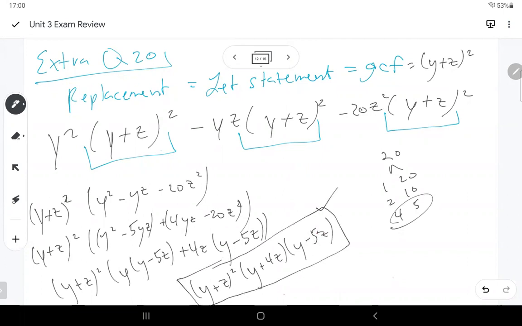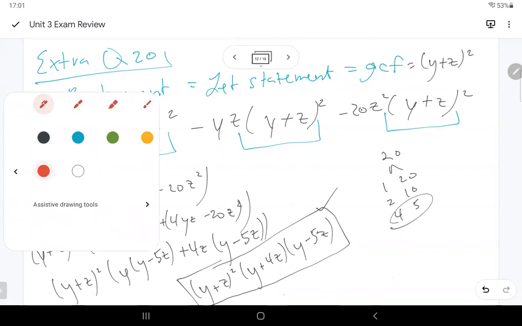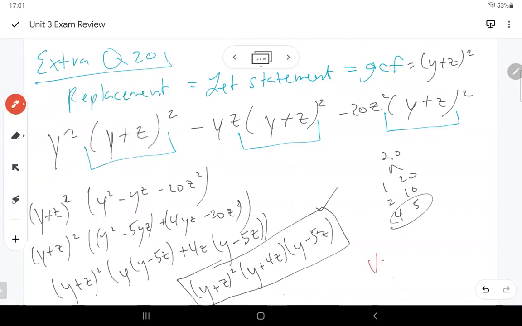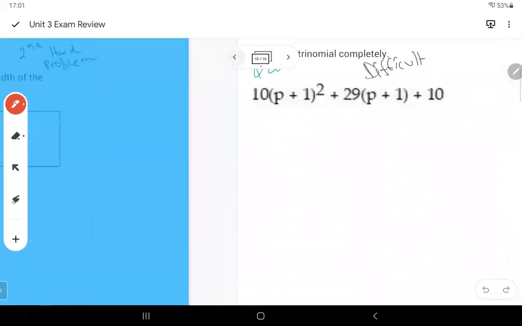Okay, that is your answer there. All right, again, very close. That's not a word. Okay, and we'll skip that 20 for now.